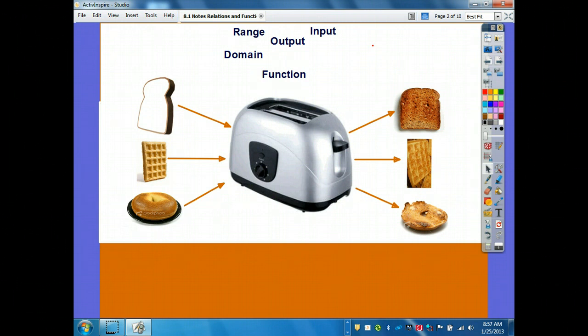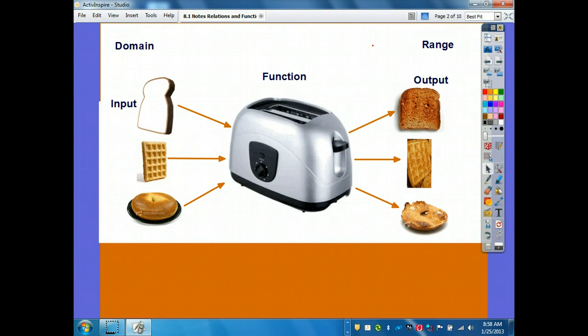That's its function. So what are the bread and the waffle and the bagel considered? That is our input, because that's what we start with, what's put in there. We put bread in and we get toasted toast. We put a waffle in, it comes out toasted. Put this bagel in, it comes out toasted. The function is the toaster, it's toasting. So what are all these three things considered? Those are our outputs. Now, which one of these columns is our domain? The input or the output? The input. Remember, alphabetical order: D, domain, comes before R, range. The output is the range. All right?